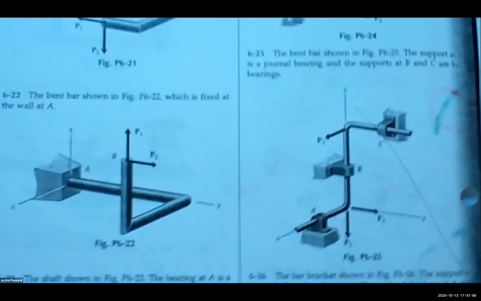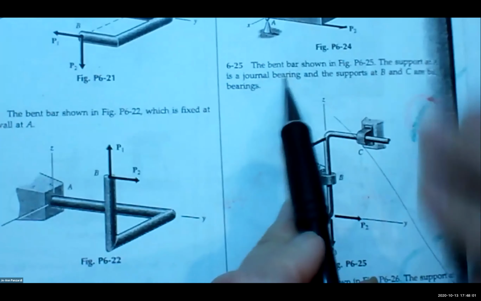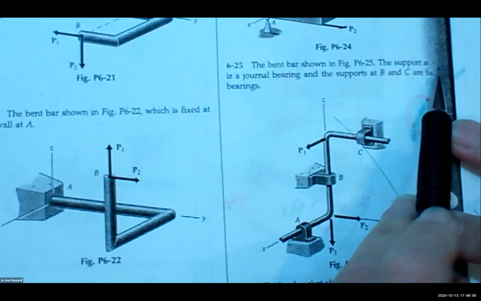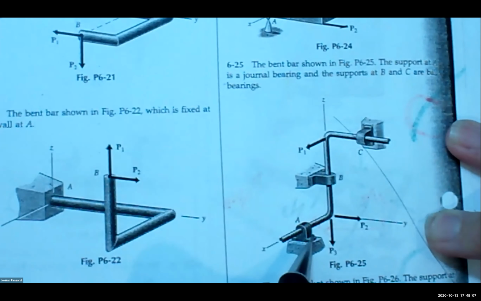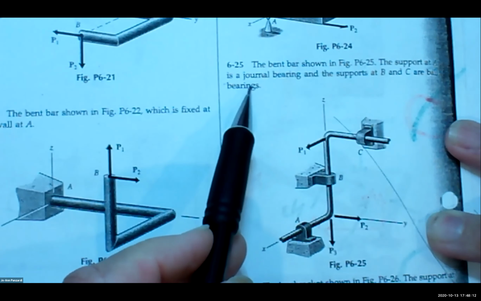So let's take a look at this problem right here. It says the bent bar shown. So they want you to draw a free body diagram of this bent bar. The support at A is a journal bearing. Okay? Journal bearing is that first one.